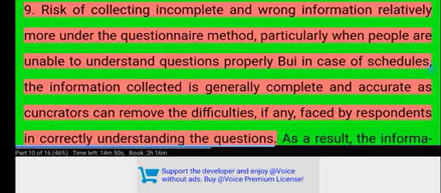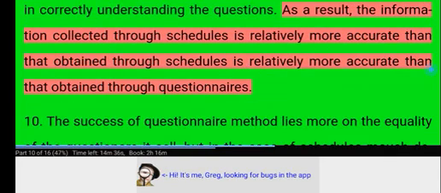9. Risk of collecting incomplete and wrong information is relatively more under the questionnaire method, particularly when people are unable to understand questions properly. In case of schedules, the information collected is generally complete and accurate, as enumerators can remove the difficulties, if any, faced by respondents in correctly understanding the questions. As a result, the information collected through schedules is relatively more accurate than that obtained through questionnaires.